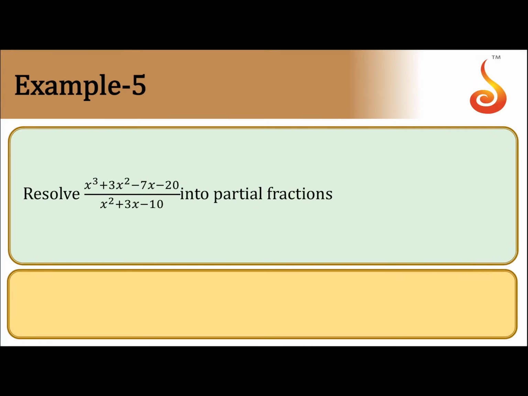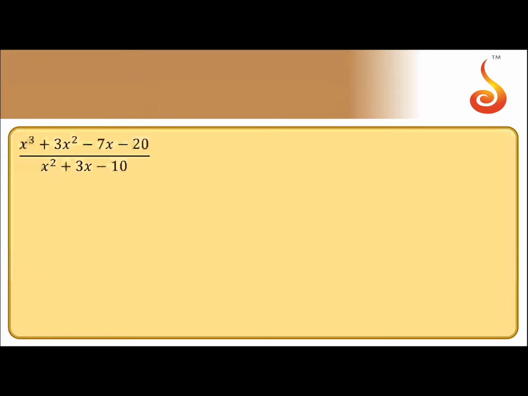Example 5. Resolve (x cube plus 3x square minus 7x minus 20) by (x square plus 3x minus 10) into partial fractions. The given fraction is an improper fraction, and this can be done in two techniques. One is the general method, and one is the objective method.